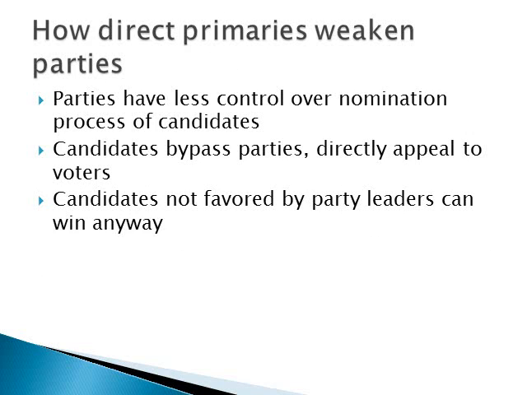Okay, there are 3 ways that they figured out that you could get the point for how direct primaries weaken parties. How can they? Well, parties have less control over the nomination process of candidates. Candidates can bypass the parties and directly appeal to voters. And candidates not favored by party leaders can win anyway.